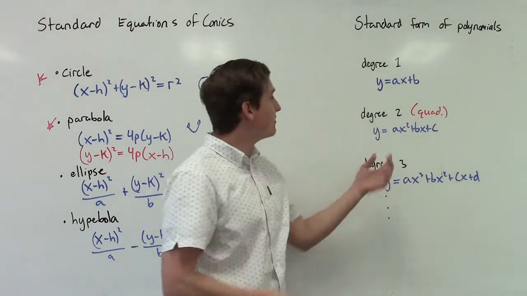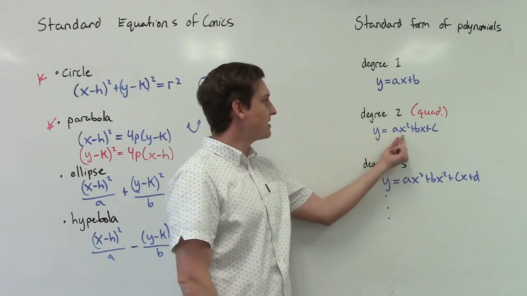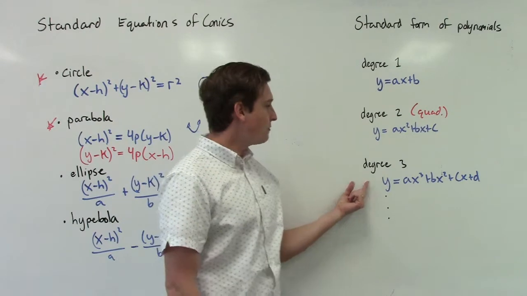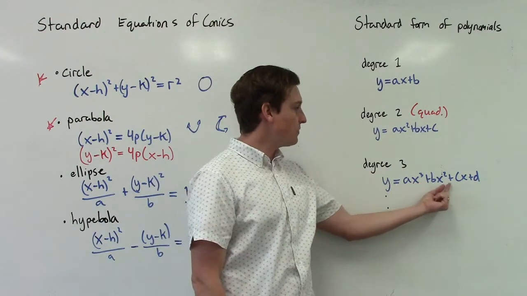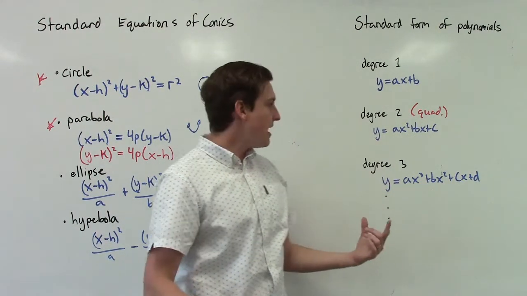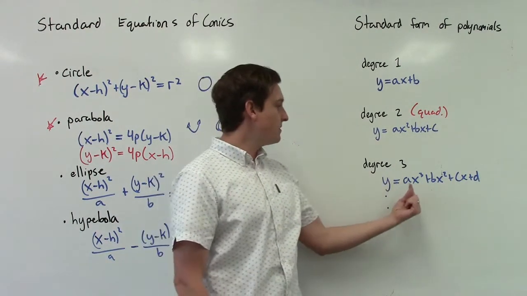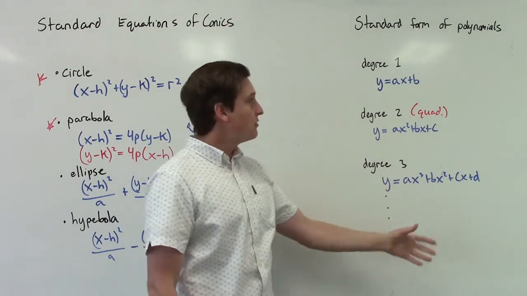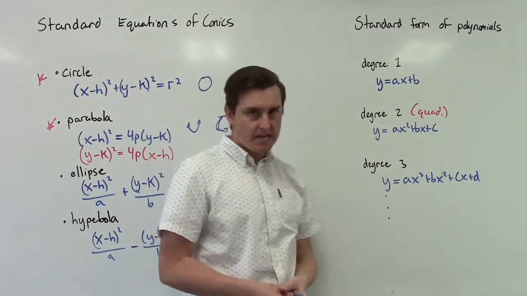Right? And this is the standard form of a quadratic equation, right? ax squared plus bx plus c. Okay? A degree 3 polynomial standard form would be ax to the third plus bx squared plus cx plus d. So the pattern is you always put your highest power of x first, and then you call the coefficients a, b, c, just go down the alphabet. Okay? So this is how you write a polynomial in standard form.